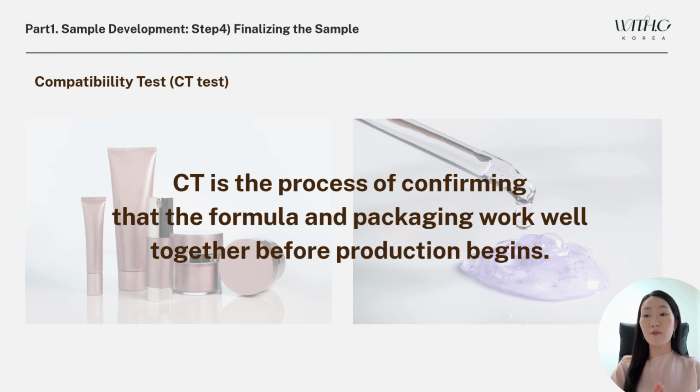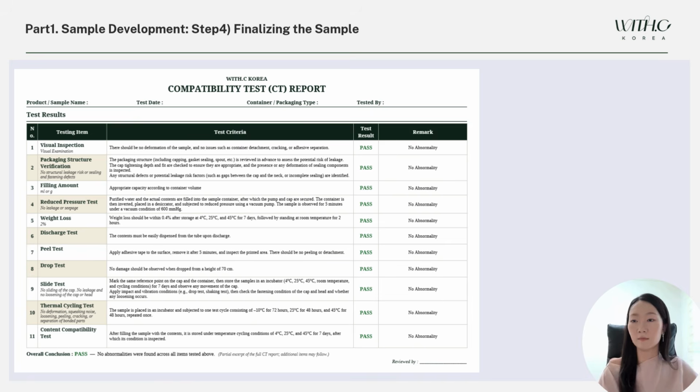CT is the process of confirming that the formula and the packaging work well together before production begins. This includes verifying that the formula dispenses properly and the targeted filling volume can be achieved consistently. Packaging protects the formula during accelerated stability testing, such as high and low temperature conditions, and it must be durable enough for transportation and shipping, etc. However, one important point is that packaging shouldn't be considered only at the CT stage.